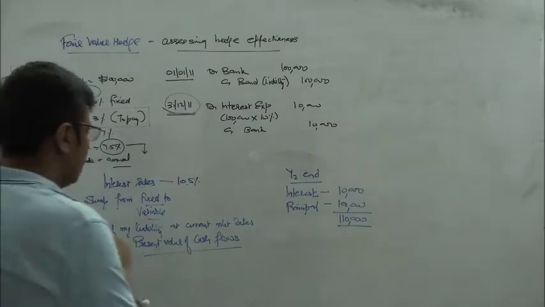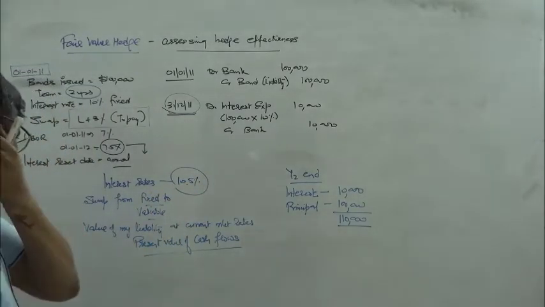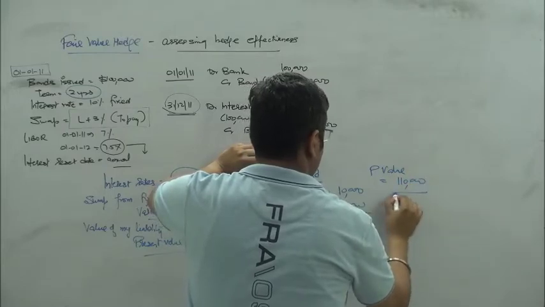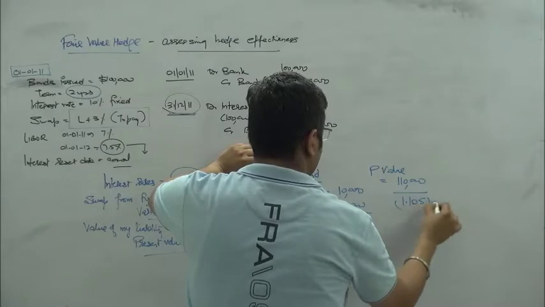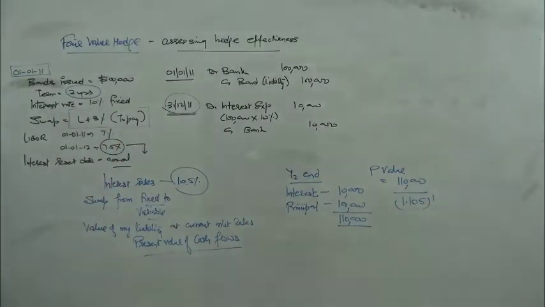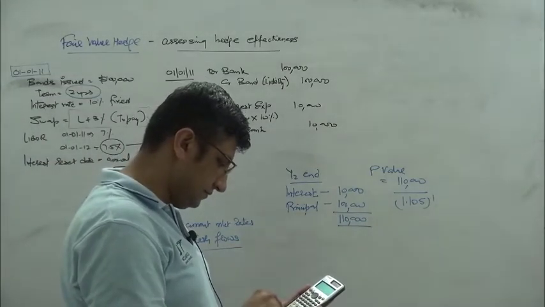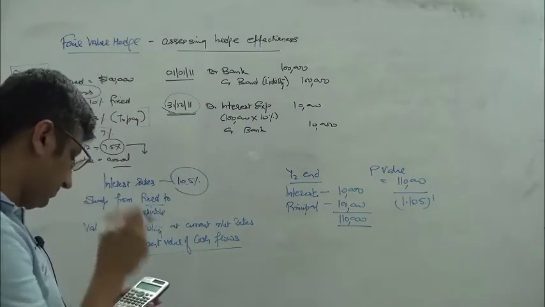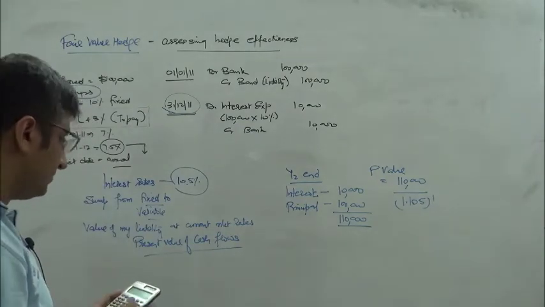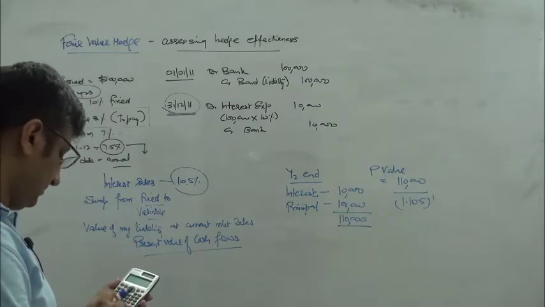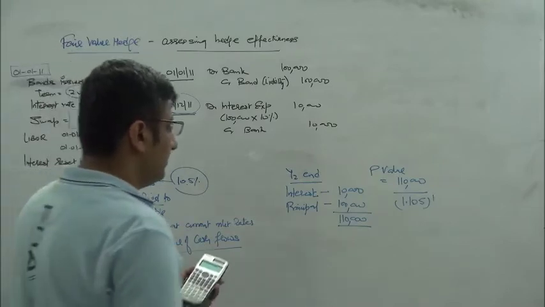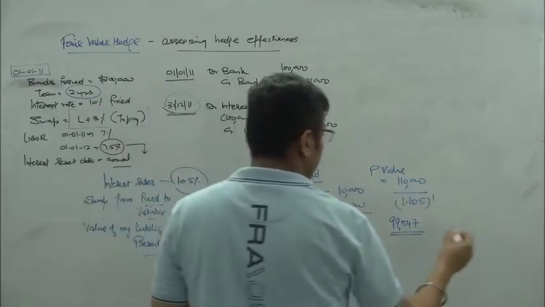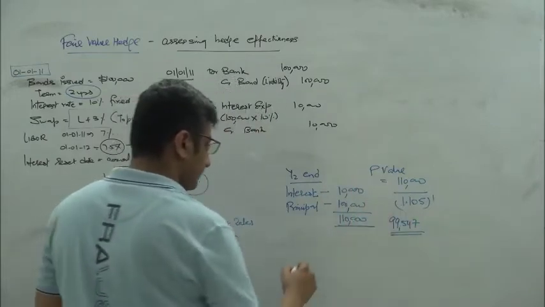The present value of this would be taken as discounted by 10.5%, which means that the present value can be calculated as 110,000 divided by 1.105 to the power 1. Is it okay? So this gives me, of course, a value of 99,547.